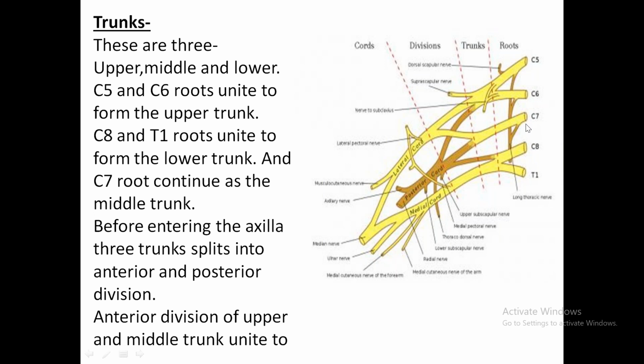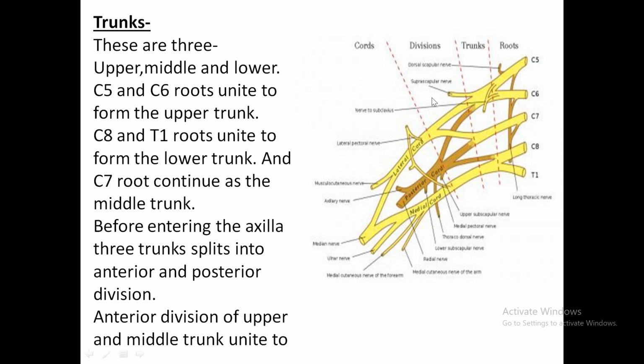Before entering the axilla, the three trunks split into anterior and posterior divisions. Anterior division of upper trunk. These are the anterior divisions and this is the posterior division.